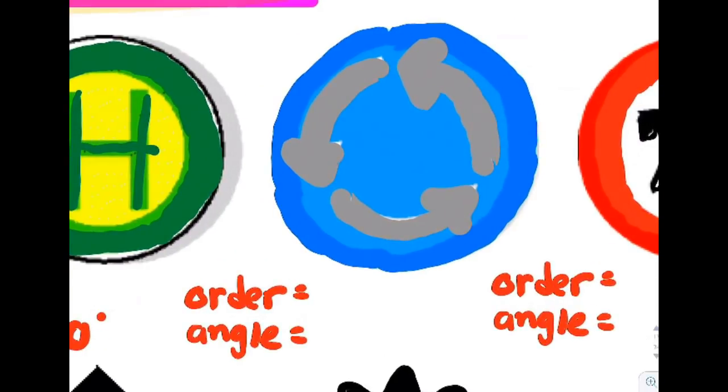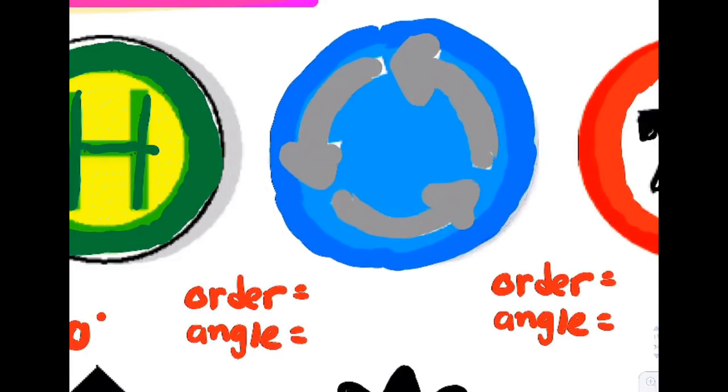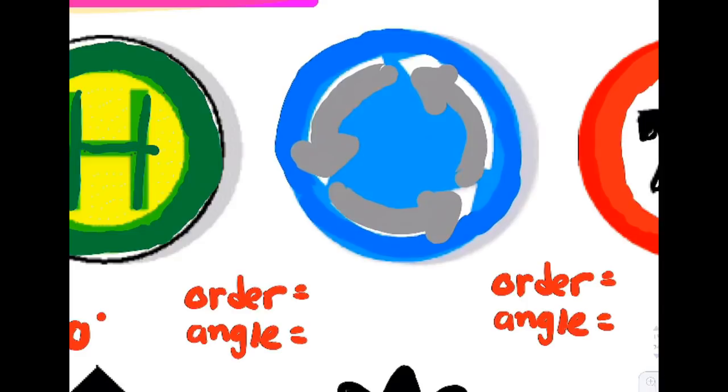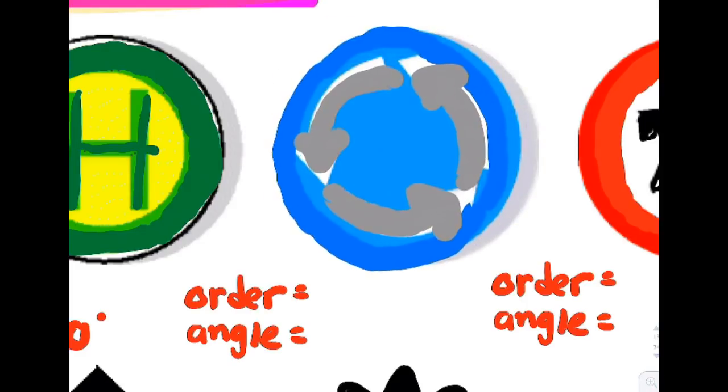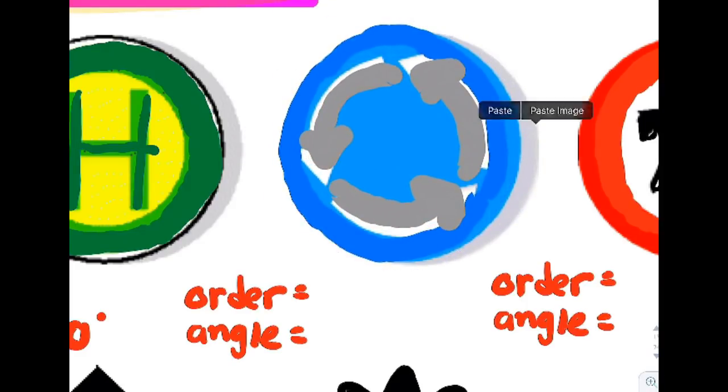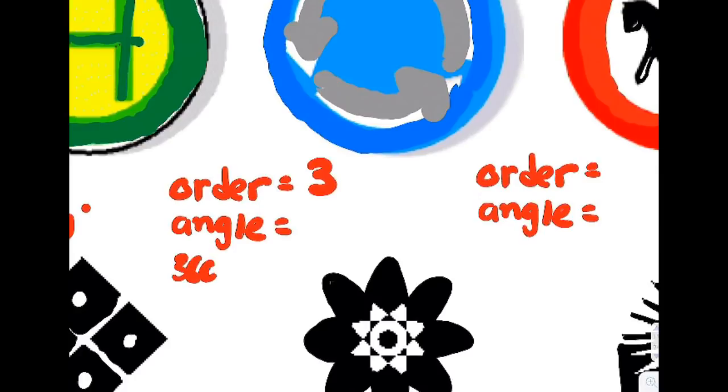The next one, I just traced over this so I could spin it, but it looks like a recycling symbol. If you turn this 1 time, 2 times, 3 times, there are 3 positions where it looks exactly the same before you get back to where you started. So 3 for order, 360 divided by 3 would be an angle of rotation of 120 degrees. Every 120 it looked exactly the same.